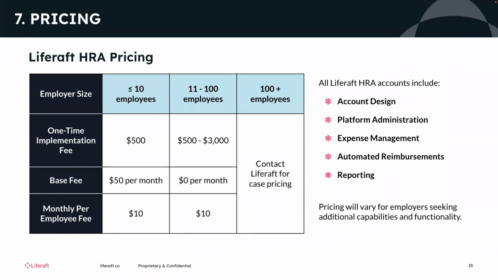Great. Someone asked, when using an HRA, does the employer vary the contribution based on the age of the employee, since the cost of an individual plan on the exchange varies based on age? Absolutely. That is a really great question.